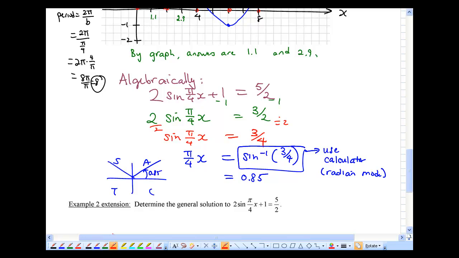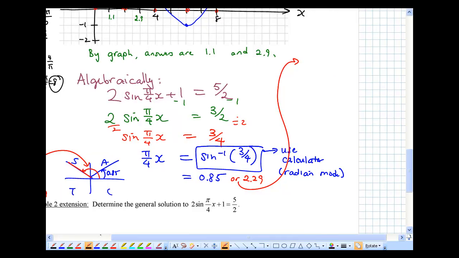So my answer in the second quadrant would be, yep, you guessed it, pi minus 0.85. That's approximately 3.14 minus 0.85. How about 2.29? Now we're not done yet because this is equal to pi over 4x. So pi over 4x equals 0.85. And if I were to solve that, that means x equals 4 over pi times 0.85.